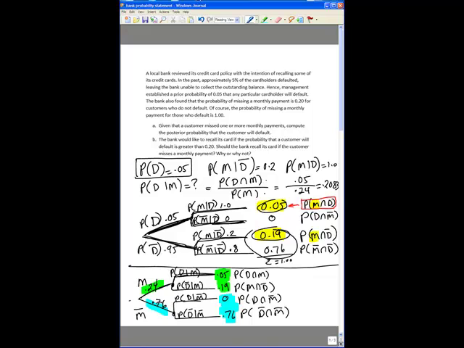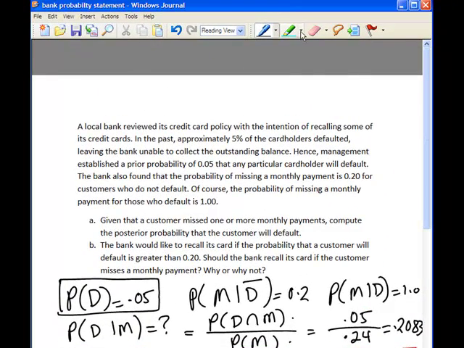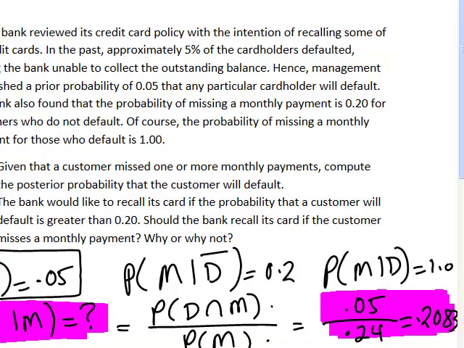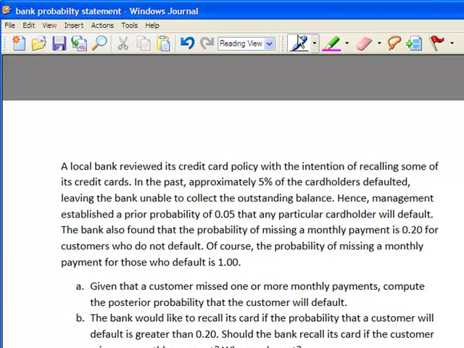Now, if you remember, this was what we were looking for right here. So if I find out what this conditional probability is, then I'll have my answer, which would be 0.05 divided by 0.24, which is exactly what I did right here. So that is the answer to question 1, 0.2083. And that is, of course, probability of D given M.